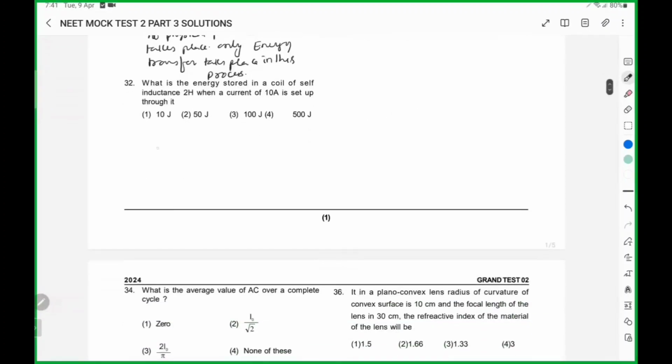Here, energy stored in an inductor is half L i square. L here is 2 henries. Here the current is 10 amperes, which gives 100 joules.